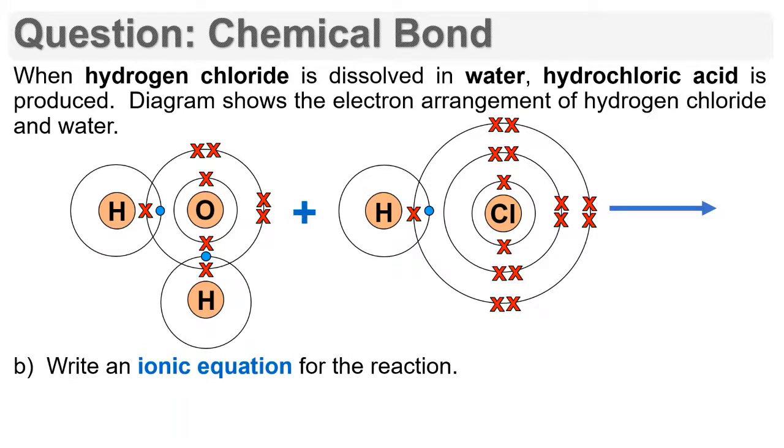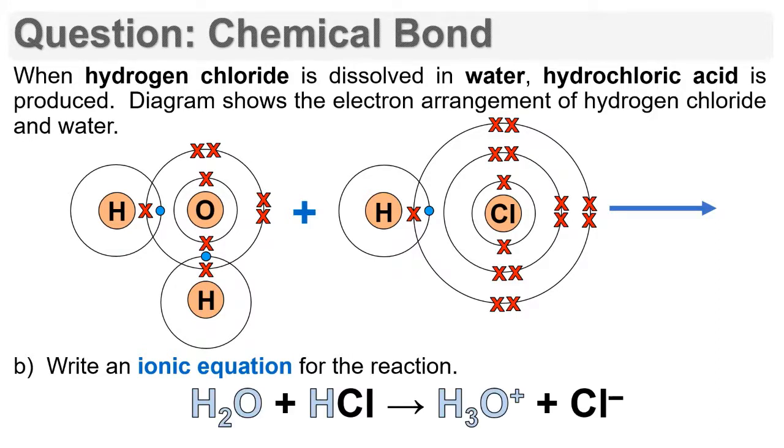The ionic equation is H2O + HCl forms H3O+ + Cl-, where 1 mole of H2O reacts with 1 mole of HCl to form 1 mole of H3O+ and 1 mole of Cl-. Hydroxonium ion, H3O+, is formed when hydrogen ion H+ from the hydrogen chloride molecule shares a lone pair of electrons from the oxygen atom of the water molecule.